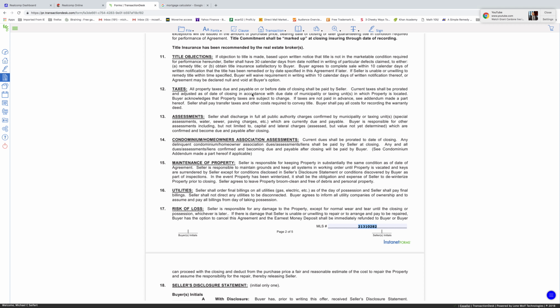Taxes: all property taxes due and payable on or before the date of closing shall be paid by the seller. What that means is there's a thing called a proration, and the taxes will be paid by the seller up to the date of closing. So if it's mid-year, the buyer's going to have to pay the rest of the taxes going forward. The title company usually deals with the taxes. There's a formula you can compute. In this video, we're not going to talk about that. But the taxes will be calculated by the title company.